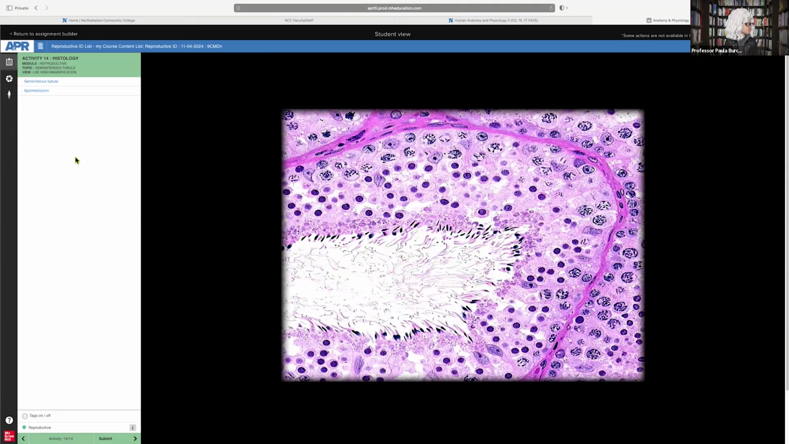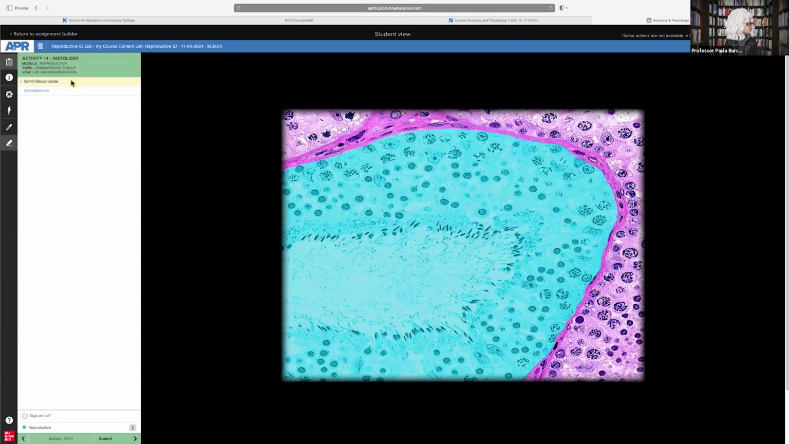Moving on to the male, this is a seminiferous tubule. Remember that the seminiferous tubules are located in the testes. So this right in here would be one tubule. This is just a little small section of another one, but here's a seminiferous tubule, this whole thing.